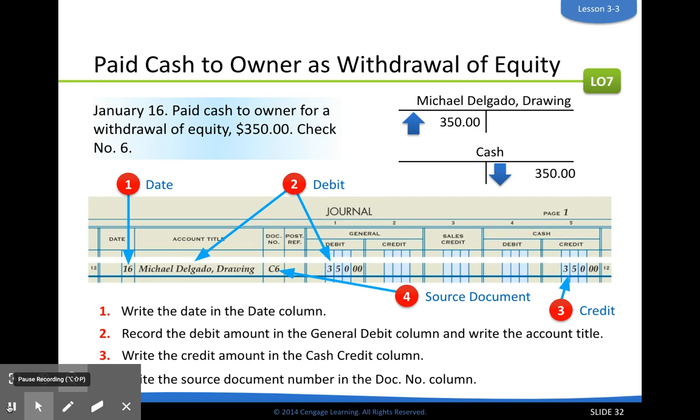Question 3, when cash is paid for any reason, what abbreviation is used for the source document? Remember, when we pay cash, we write a check. So the abbreviation for a check is C. Finally, when cash is received on account, which abbreviation is used for the source document? We receive cash, so that's a receipt, and we abbreviate that with an R. And that is section 3-3.